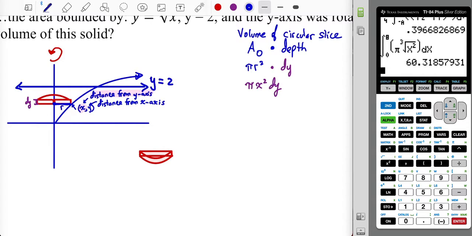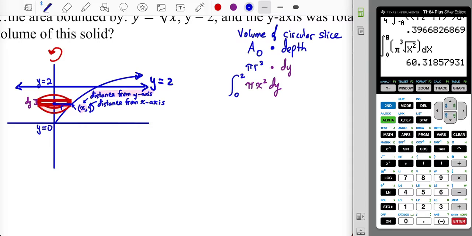Now I want all of them. I don't want just one. So I can kind of cap this back on. Hopefully it doesn't look too crazy. Not too bad. I want all of them, so I'm going to integrate from beginning to end. Beginning to end of what? The bounded region, which starts off at y equals 0 and goes to y equals 2. So from 0 to 2, we know we're working in terms of y because that's our variable of integration. So pi x squared dy.